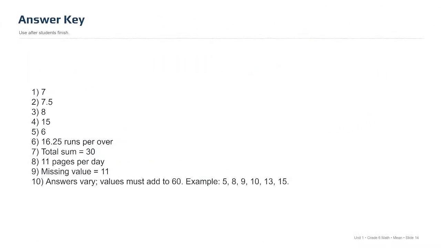All the answers are there. Number 1 is 7. Number 2 is 7.5. Number 3 is 8. Number 4 is 15. Number 5 is 6. Number 6 is 16.25 runs per over. Number 7, the total sum is equal to 30. Number 8 is 11 pages per day. Number 9, the missing value is equal to 11. And 10, answers varied, but all values must add to 60.